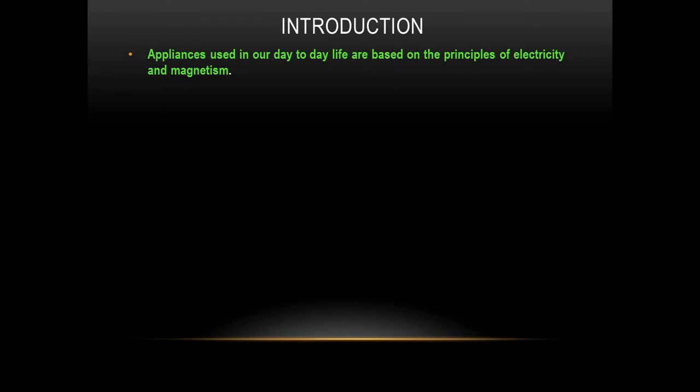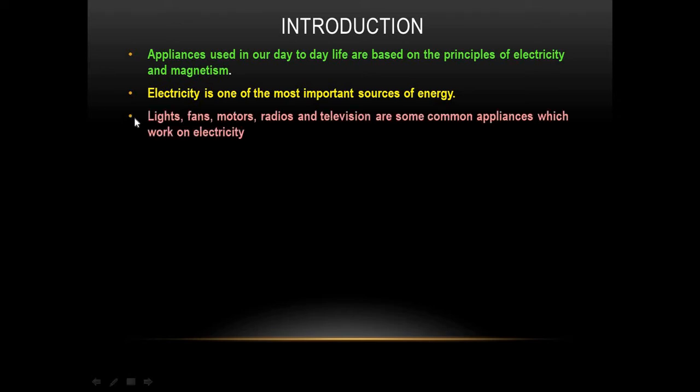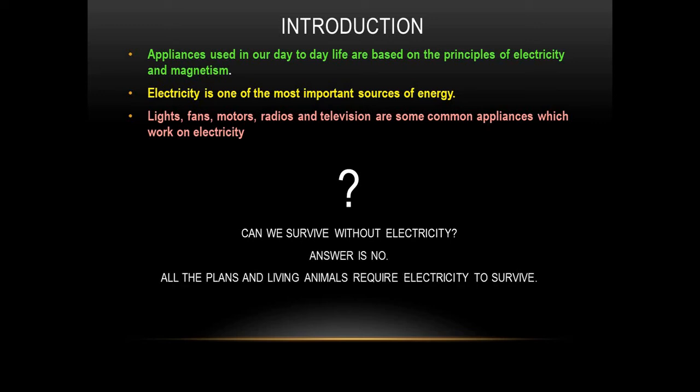All the appliances around us that we use in our day-to-day life are based on the principle of electricity and magnetism. Electricity is one of the most important sources of energy, and it is one of the most convenient forms of energy used in lights, fans, motors, radios, television, etc. The big question is, can we survive without electricity? The answer is very simple: no. All the plants and living animals require electricity to survive.